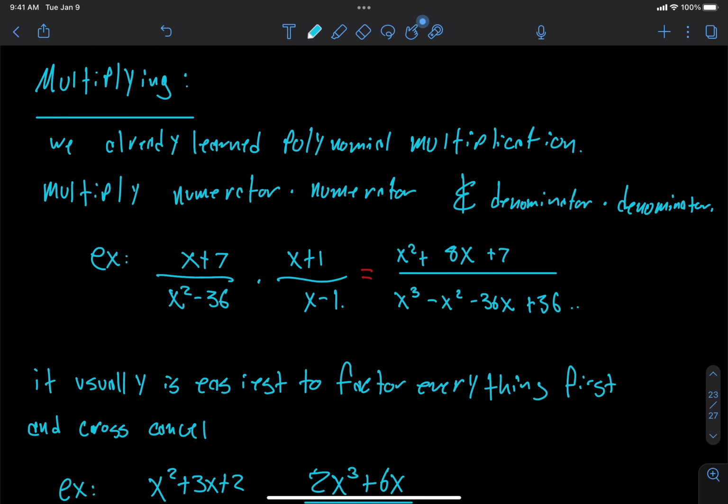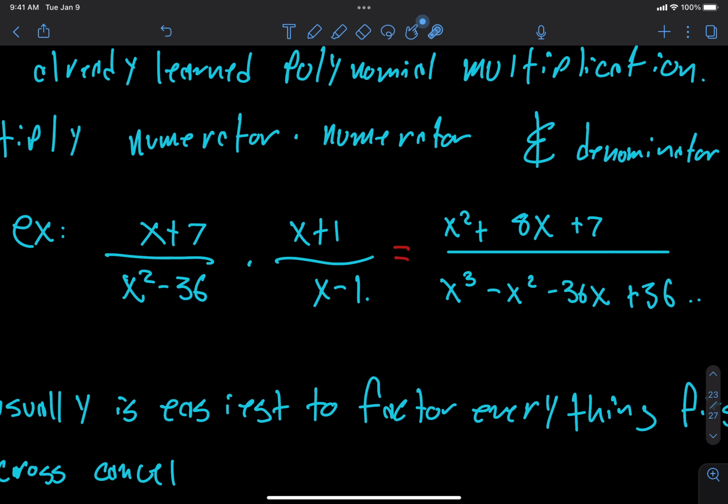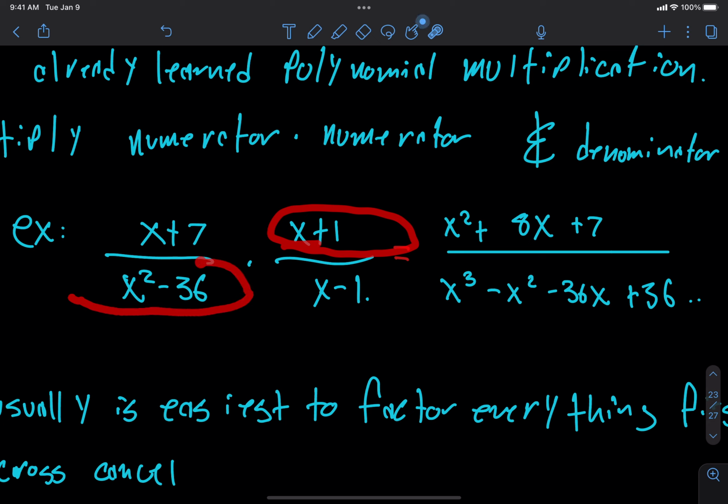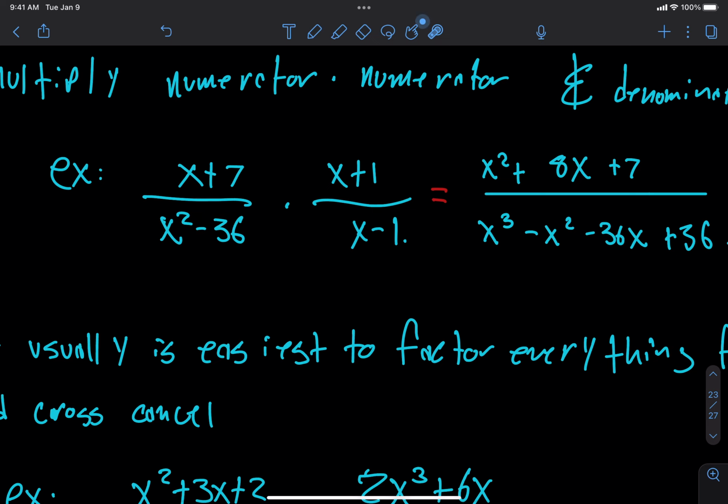Now, what I do want to say is that there's usually an easier way to do this, which is to just factor everything before you even try to multiply. And here's why. Oftentimes, there will be factors in the numerator of one expression that also exist as a factor in the denominator of the other expression. And if that happens, you can do this quote-unquote cross cancellation, right? So let's see how that works.